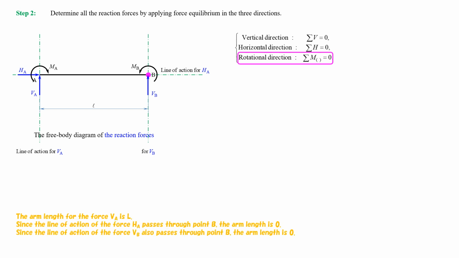The arm length for the force VA is L. Since the line of action of the force HA passes through point B, the arm length is 0. Since the line of action of the force VB also passes through point B, the arm length is 0.